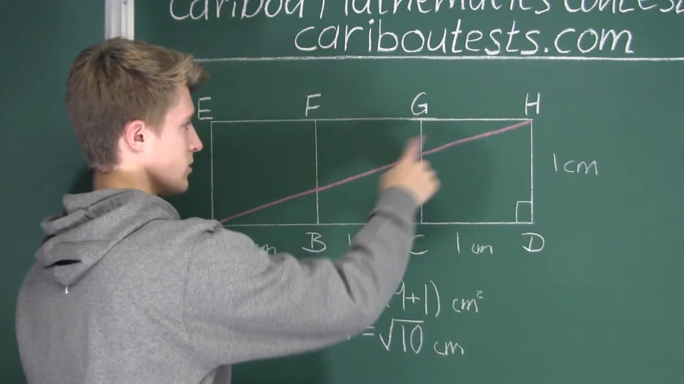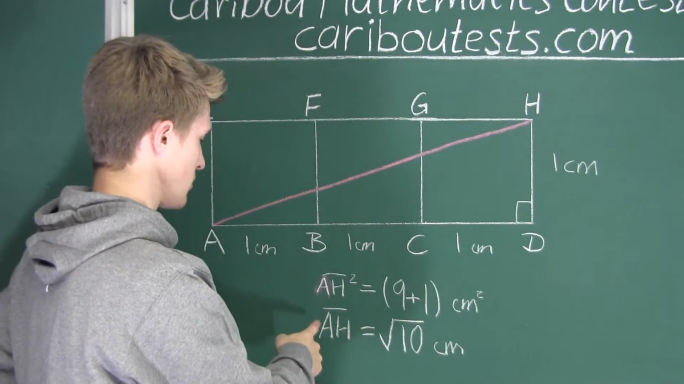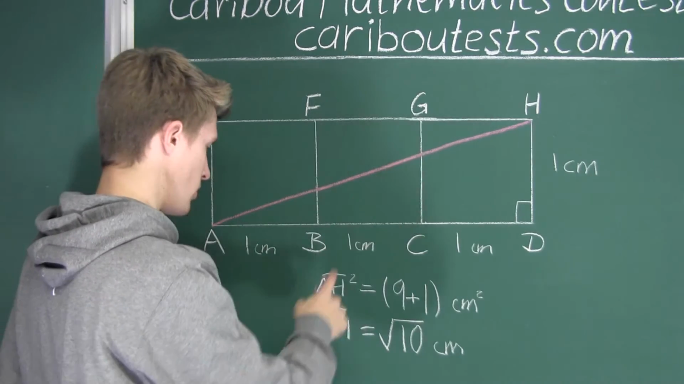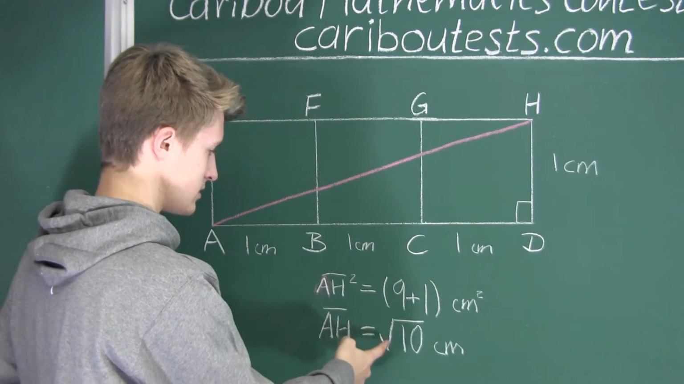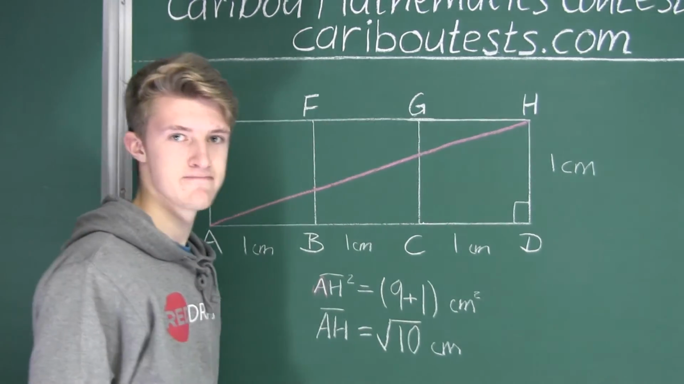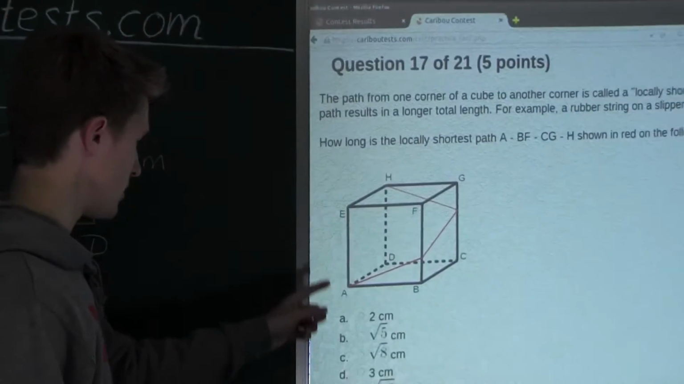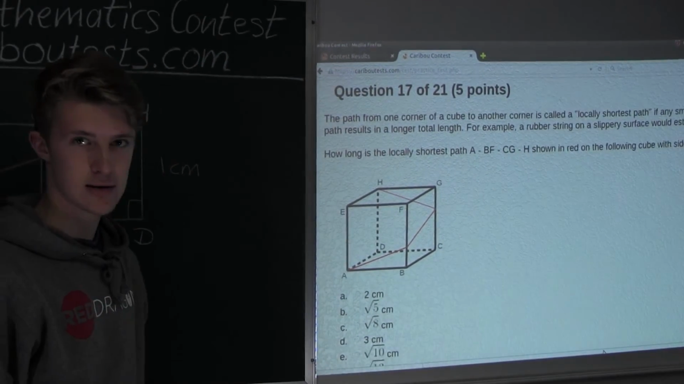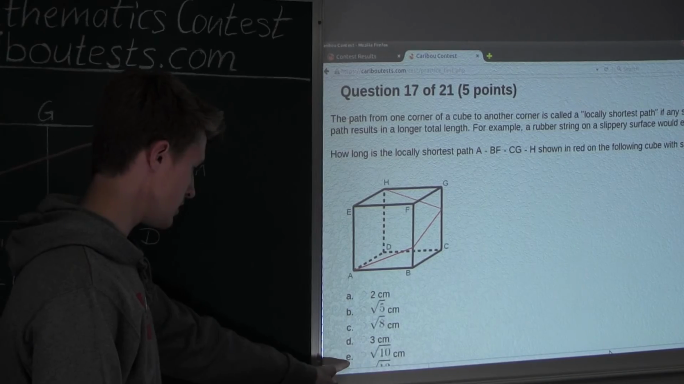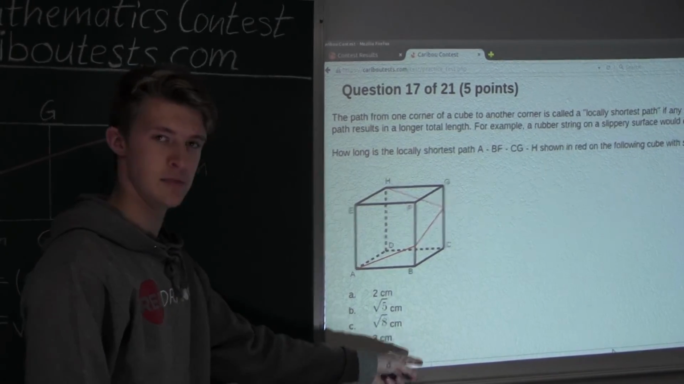So we know that the red line, which is the locally shortest path between the two corners, is the square root of 10 centimeters. And when we look at the options, we can see that the correct option is option E, square root of 10 centimeters.